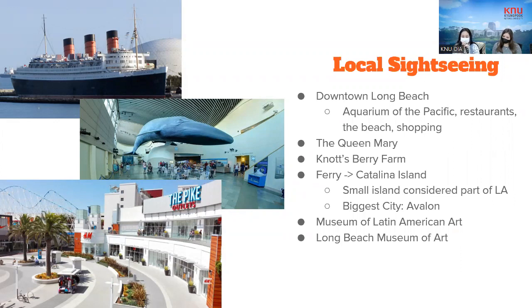Less than $100 one way for one person. But if you want to stay there for a week, there are round trip tickets available. The ferry ride from Long Beach to Catalina Island is only about an hour and a half. It's a small island that's considered part of LA County, but the biggest city that most people stay in, because that's where the most tourist attractions are, is called Avalon, which is where the ferry will drop you off. In addition to that, there's also the Museum of Latin American Art and the Long Beach Museum of Art.